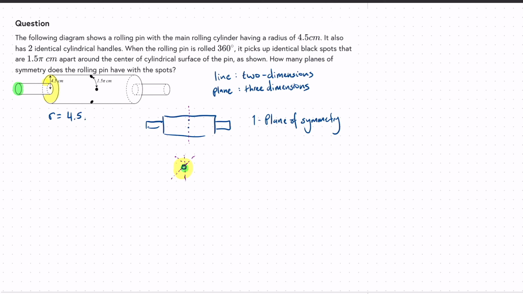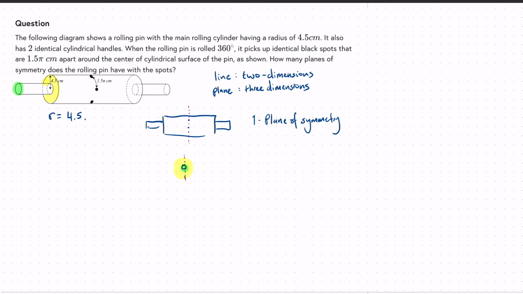But because we've got dots on there, it could be the case that they're not going to be, so for example, I could have a dot here and a dot over here. This means that cutting through this way, the two dots aren't mirror images of each other. So I need to know how many dots there are and if there's some symmetry there.